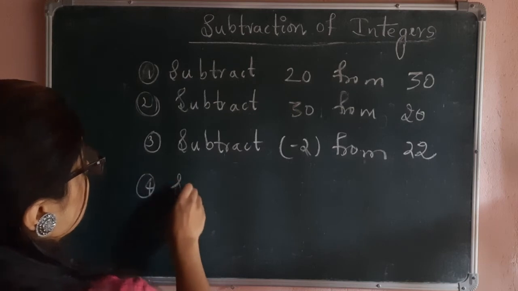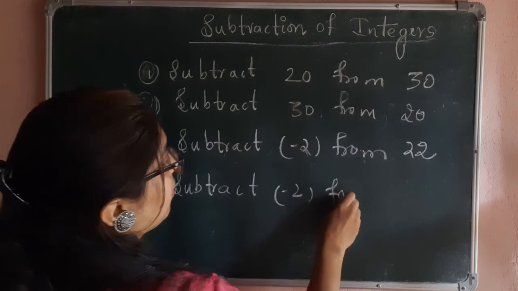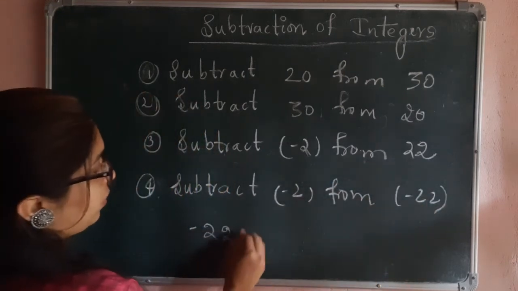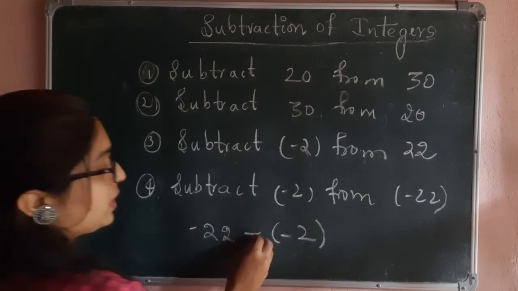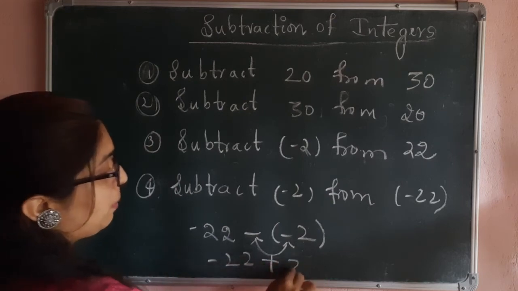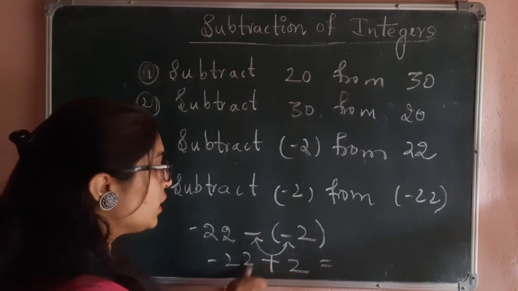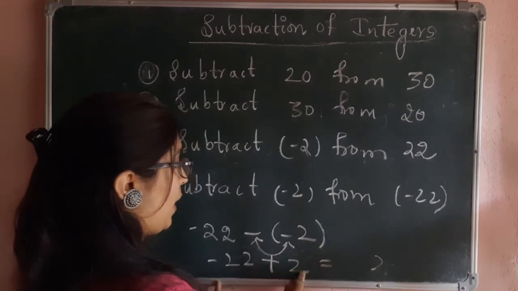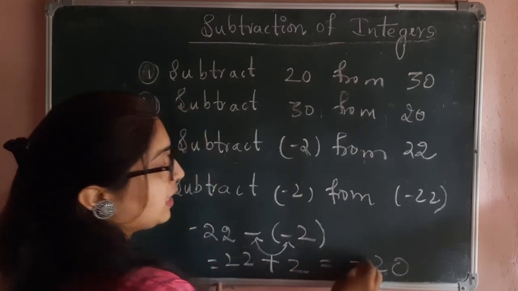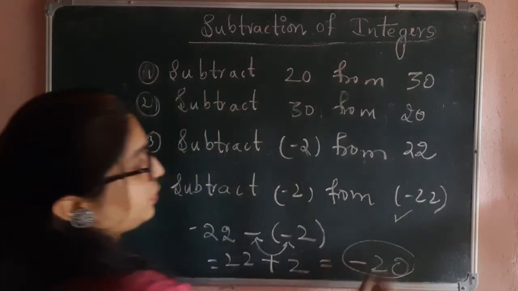Next, subtract minus 2 from minus 22. Okay. So from minus 22, I am subtracting minus 2. Once again, minus into minus is plus, so minus 22 plus 2. Once again, this is the addition of two numbers with different signs. So I will take the difference of these absolute values. So 22 minus 2 is 20. Then I will place this sign, that is minus 20. So minus 20 is the answer for this question.